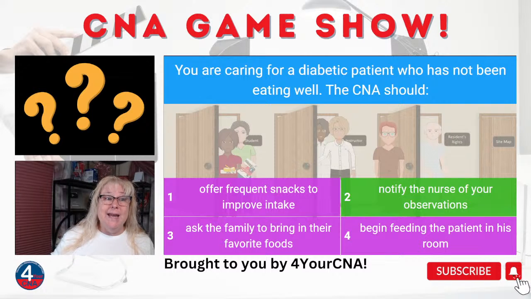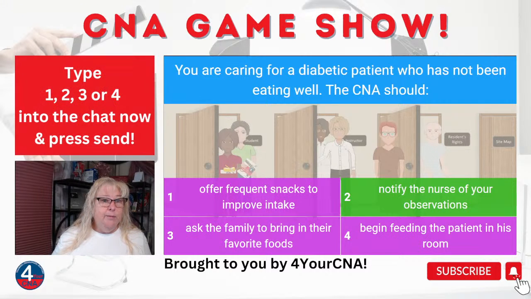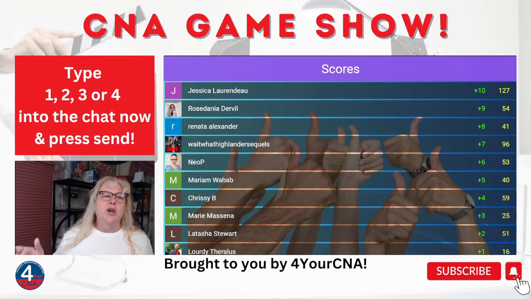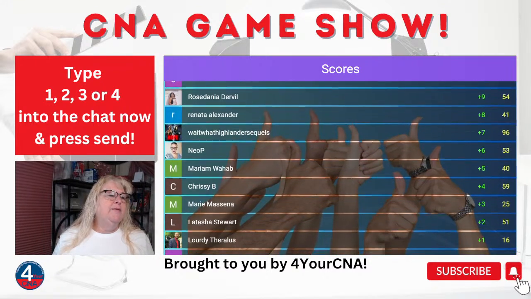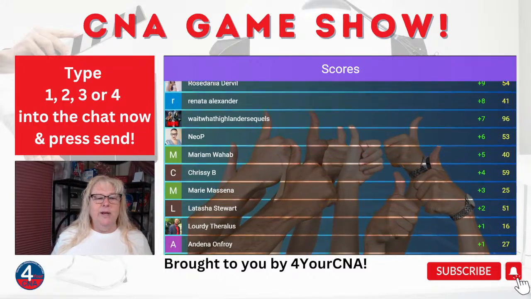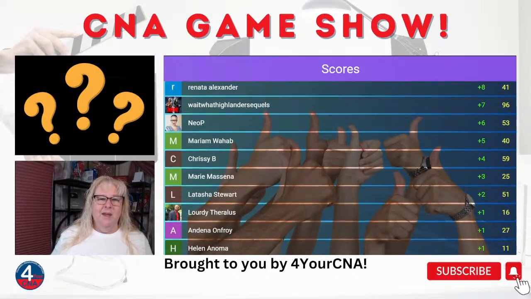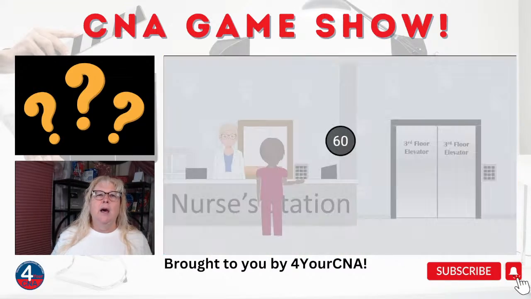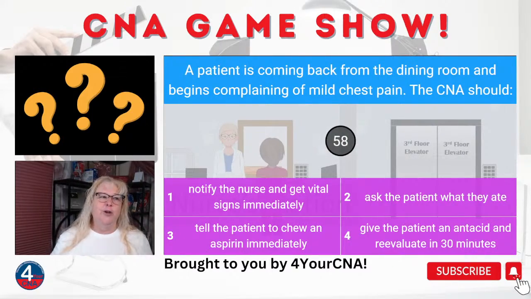Offering frequent snacks, not a good idea, because again, it's going to affect the medication that we give them. Asking their family to bring in food, same thing. And begin feeding the patient in the room, that just isolates the patient. They're not going to eat very well. So we want to notify the nurse of our findings. So Jessica came in first, followed by Rosdanya and Renata. Good job. Yeah, managing diabetic patients takes a very well-integrated team effort.